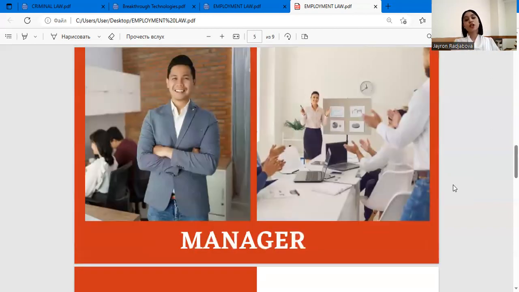Here in this picture, you can see a man smiling, but the person has a huge responsibility on their shoulders. They have to be responsible for a group of people, including 10 or 20, and regulate and monitor them. People should follow this person to accomplish the company's mission. This person is called a manager.